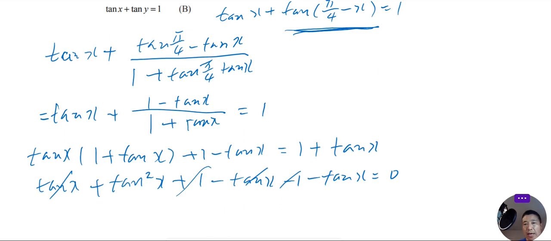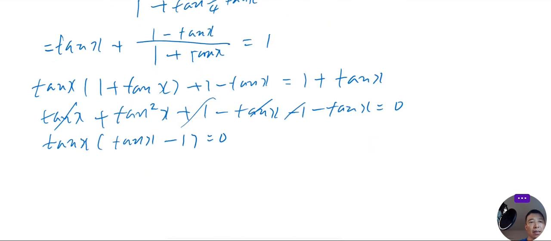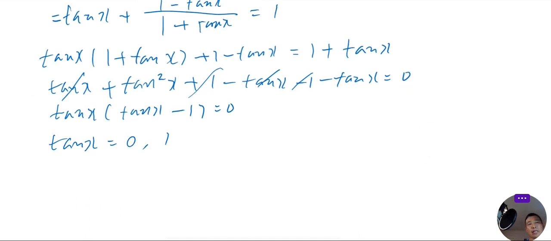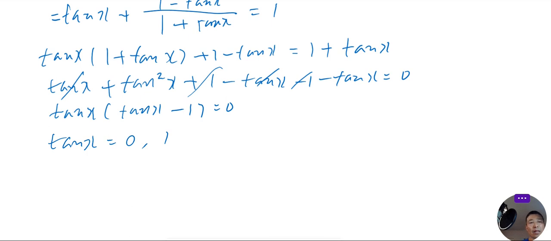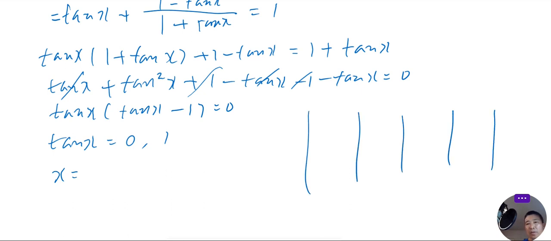So tangent squared x minus tangent x, which is tangent x times (tangent x minus 1). This means tangent x must be 0 or 1. Because tangent x is 0 or 1, x must be what? I'm going to show you how tangent x behaves. So that's 0 and pi over 2.